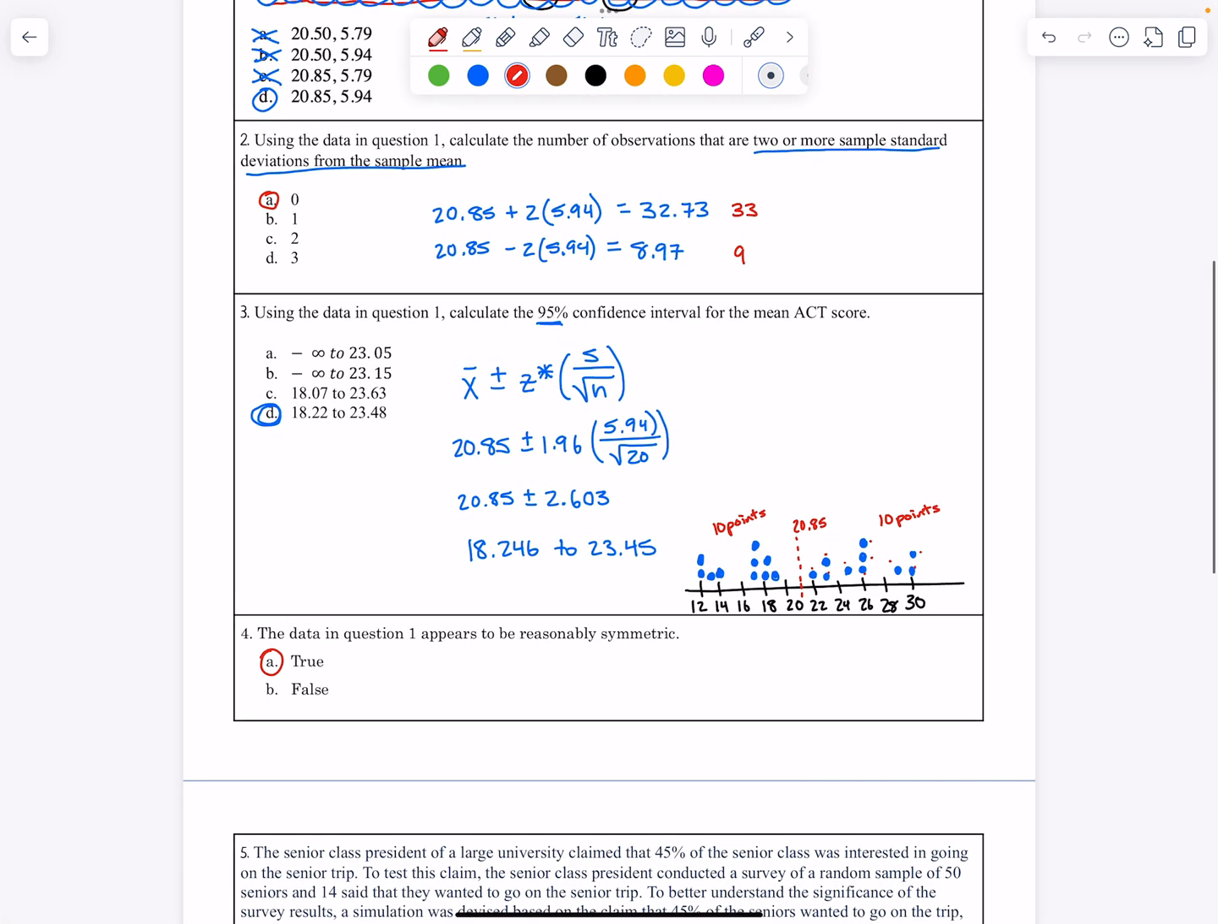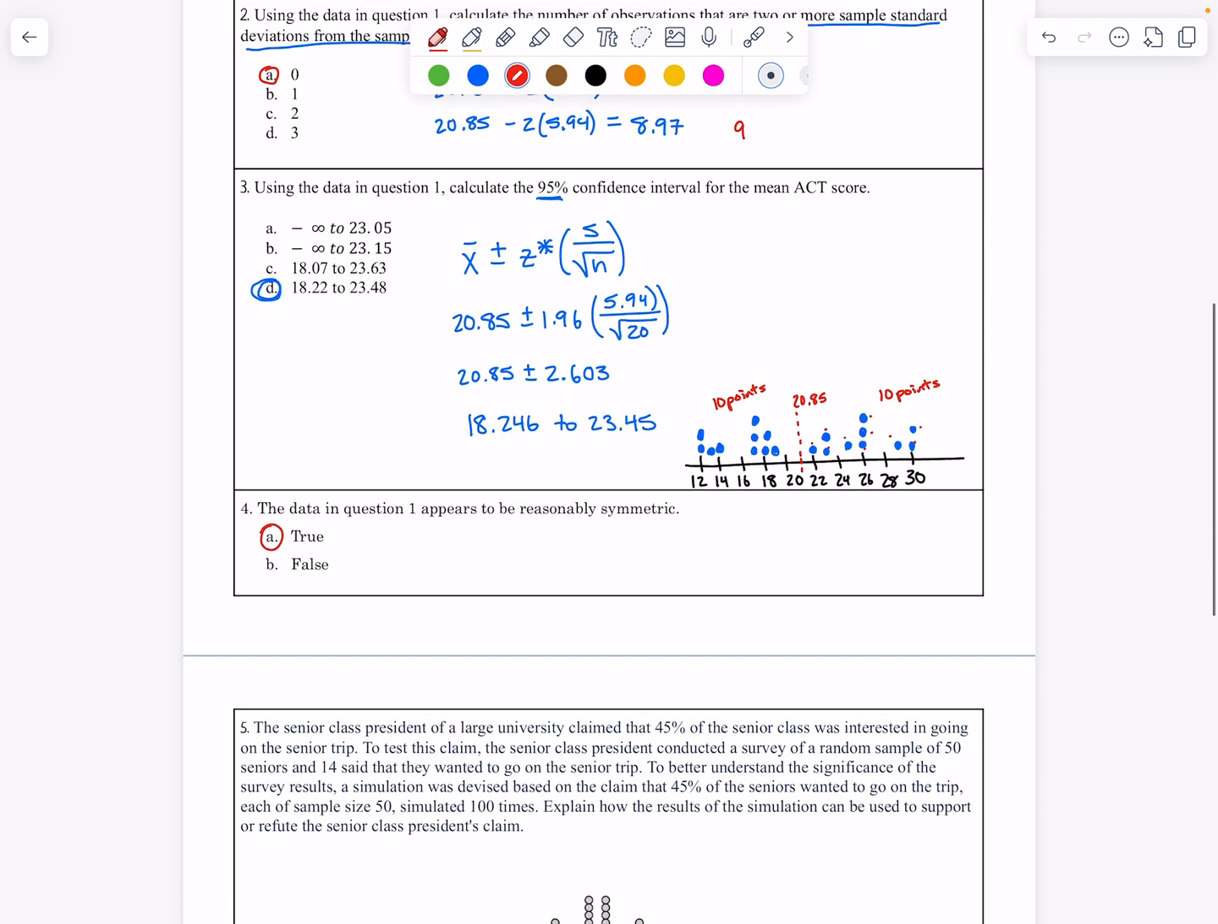So just looking at symmetry, you want to look at whether your data is evenly distributed on the left and the right and centered around the mean. So in that case, this would be symmetrical. There's an equal number of data on either side, and they go out from the mean about the same amount as well.